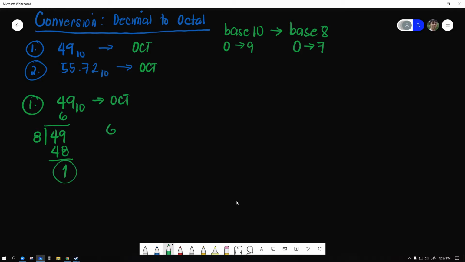And then let's divide 6 by 8 again. This time you'll be getting 0, and 0 times 8 is 0. That's why you have a remainder of 6. This is the least significant, and this one is the most significant. So you read it backward. So you can say that 49 base 10 is equal to 61 base 8. So that is your answer.